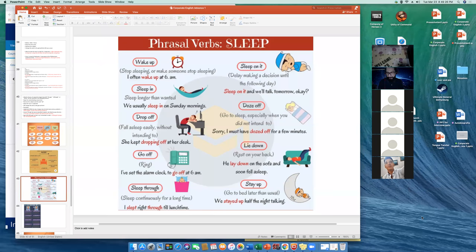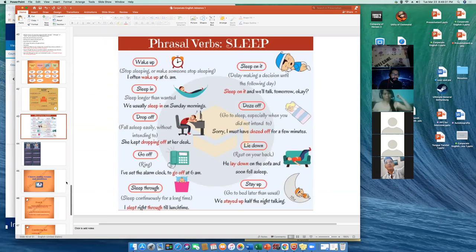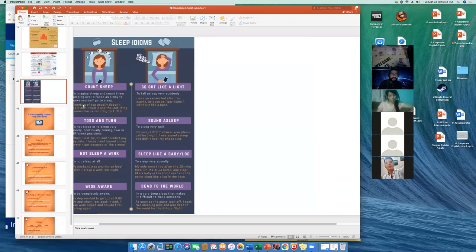All right, okay. So before we go over too much or go in a different direction, we still have the idioms that you guys can see. For example, count sheep. Have you guys ever heard of the term count sheep? Yes, all right. How about tossing and turning? Yeah, we just saw that one, right? Tossing and turning.